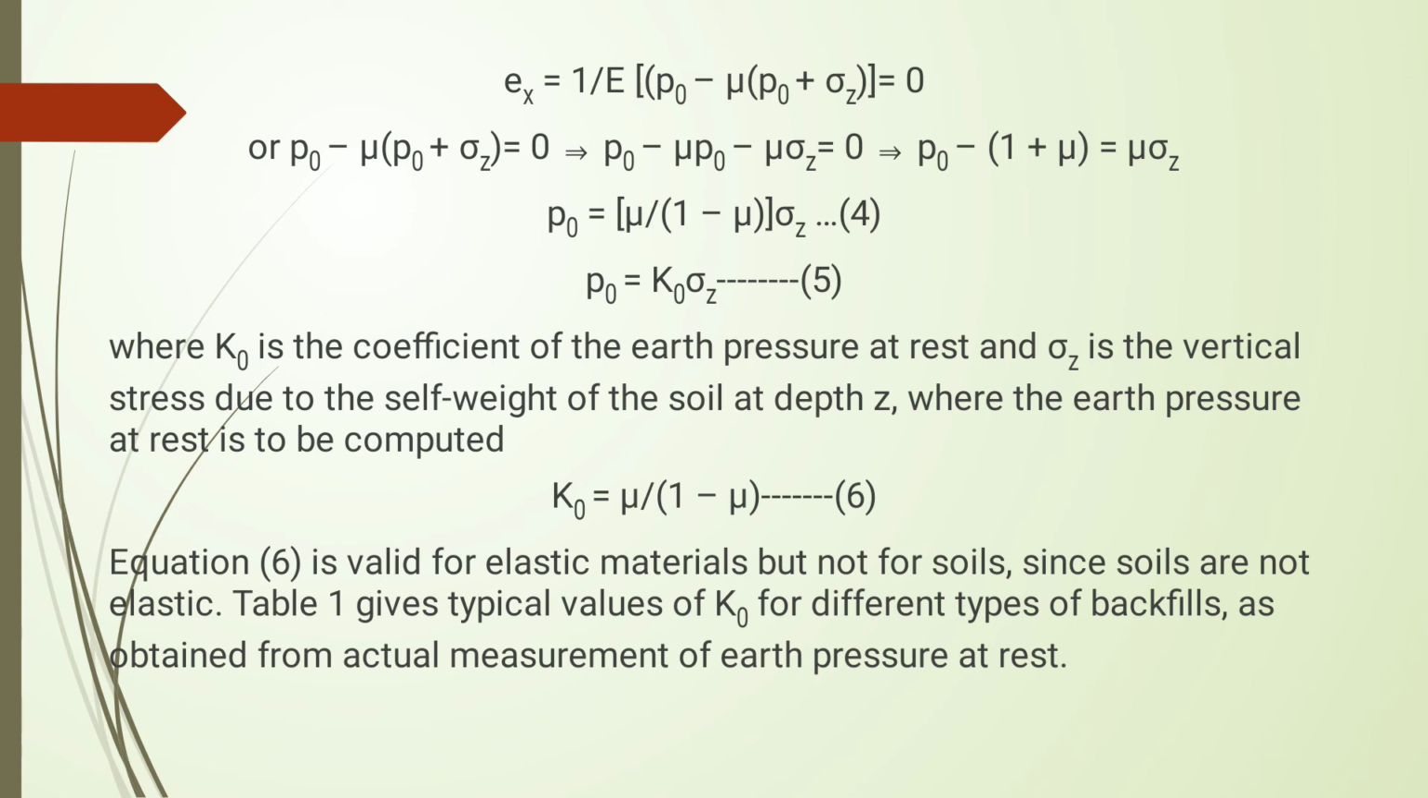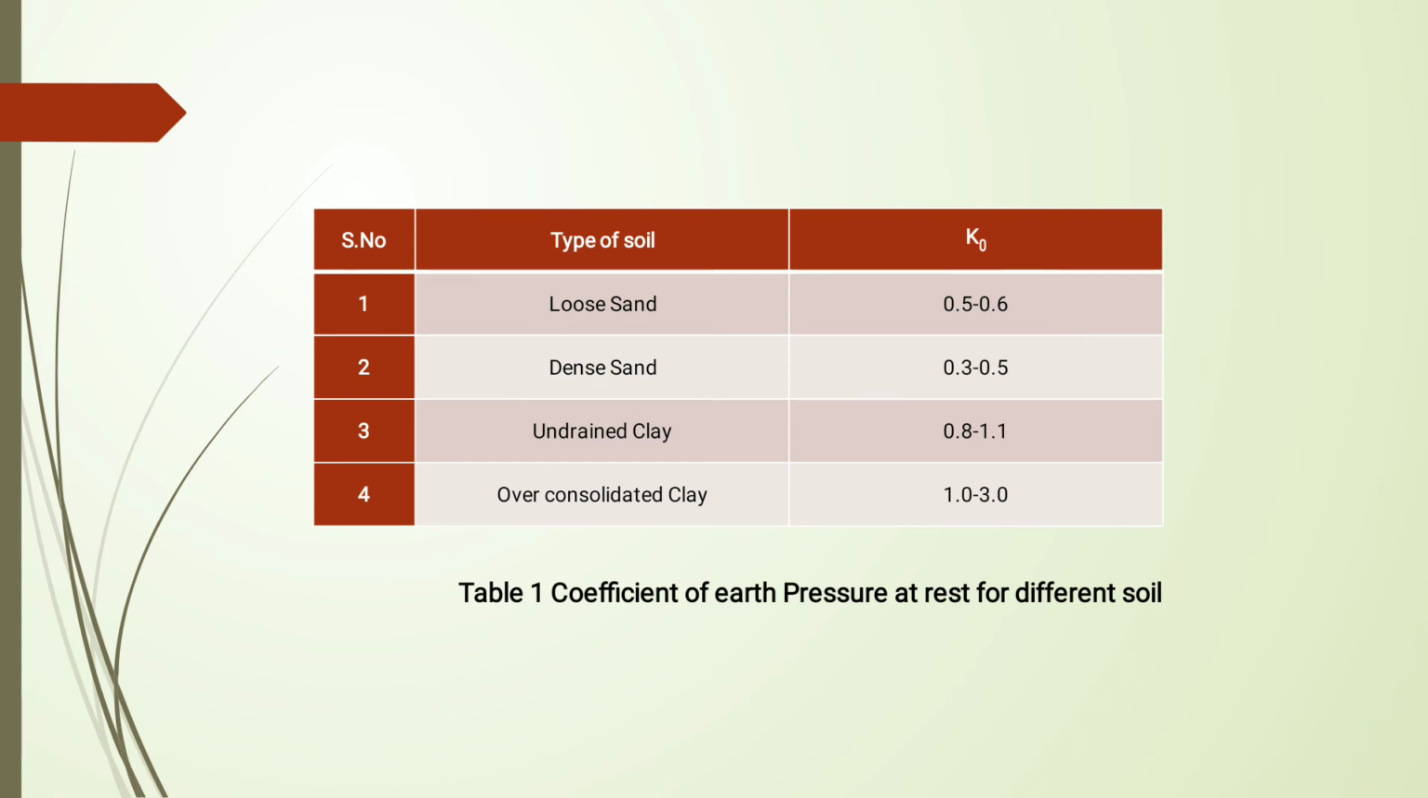So, the equation 3 is valid only for elastic material, not for soil, because soils are not elastic. So, depending upon the type of soil, the coefficient of earth pressure, that is K naught, is different. For loose sand, K naught value is 0.5 to 0.6. For dense sand, K naught value is 0.3 to 0.5. For undrained clay, the K naught value is 0.8 to 1.1. For over consolidated clay, the K naught value is 1 to 3.